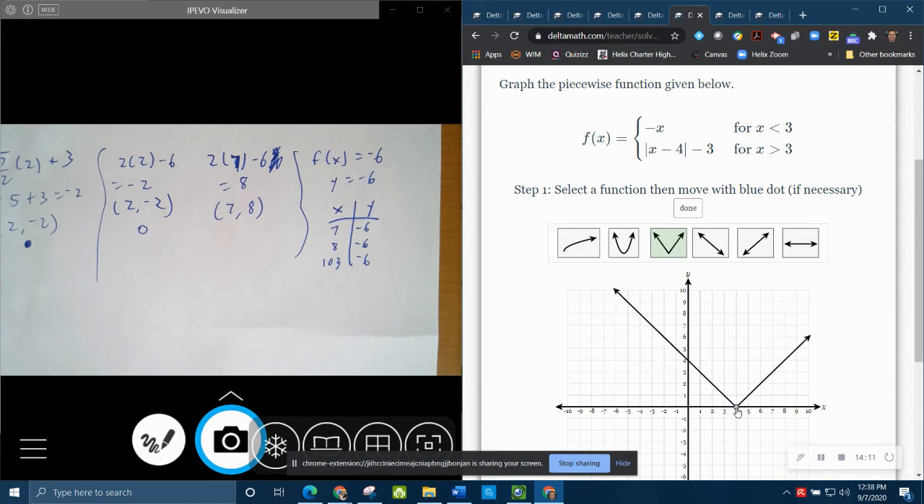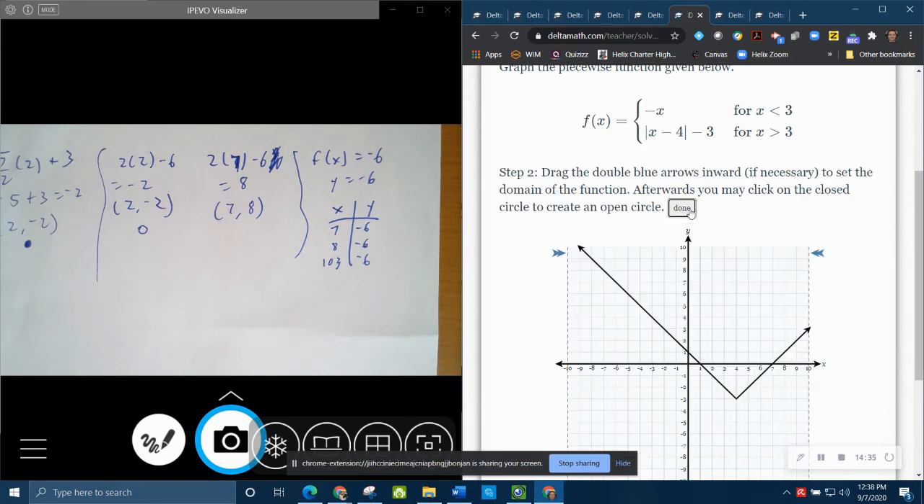And then the minus 3 shifts it down 3. If I plug in x equals 4, I get negative 3. So the vertex should be down there. Okay, so if we only had f of x equals absolute value of x minus 4, minus 3, that would be the whole graph. But then we need to cut it off. We need to only have x's that are greater than 3. So once you've got the shape of the graph in the right place, then you can click done.